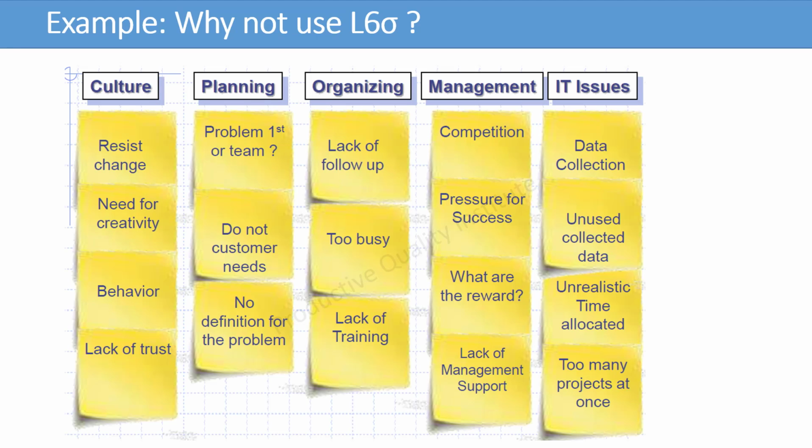Under culture, we have resist change, need for creativity, behavior, and lack of trust. And under planning, problem first or team, do not customer needs, no definition for the problem. While under organizing, lack of follow-up, too busy, lack of training. And under management, we have competition, pressure to success, what are the rewards? Lack of management support. And finally, under IT issues, data collection, unused collected data, unrealistic time allocated, too many projects at once.